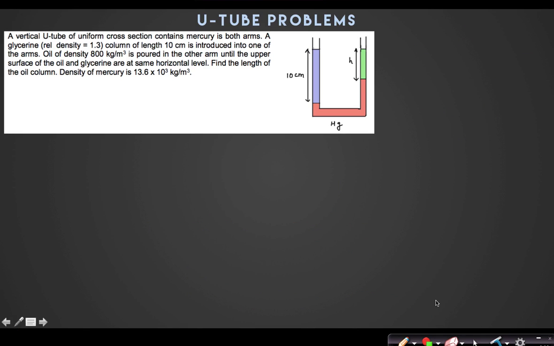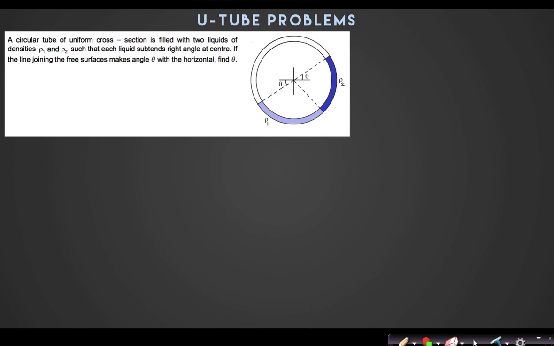I will give you another similar type of question, but the shape will be different, like this. It came in JEE Advanced. This question says: a circular tube of uniform cross section is filled with two liquids of densities rho 1 and rho 2, such that each liquid subtends an angle of 90 degrees at the center. If the line joining the free surfaces makes angle theta with the horizontal, find theta.